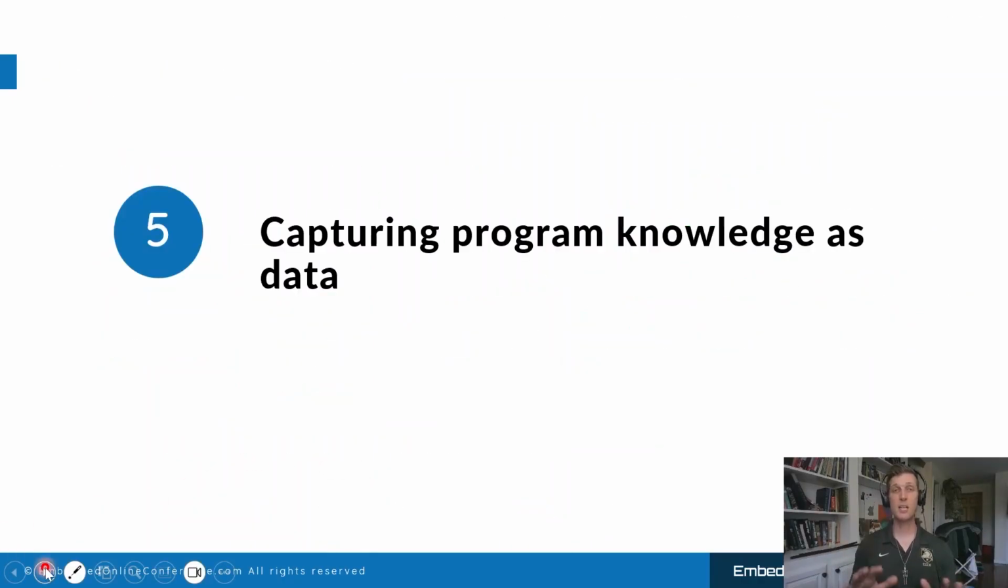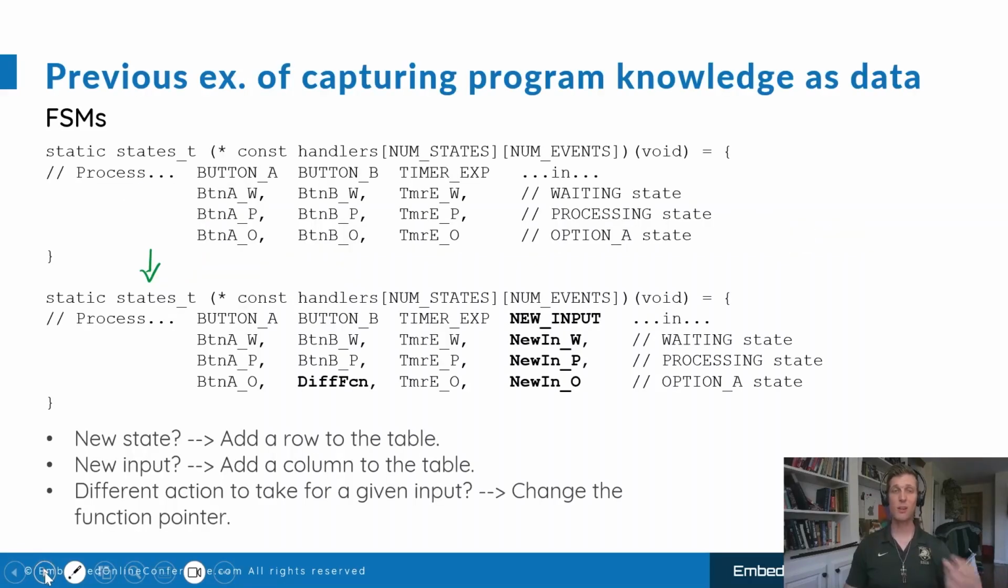Okay, let's talk about the last area where lookup tables give us this neat benefit, which is described as capturing our program knowledge as data. We've actually seen several examples of this already. For one, when I wrote my finite state machine as if it were a jump table, then I'm encapsulating in the table itself as data, as a set of function pointers, how I want my program to respond to each event inside each state.